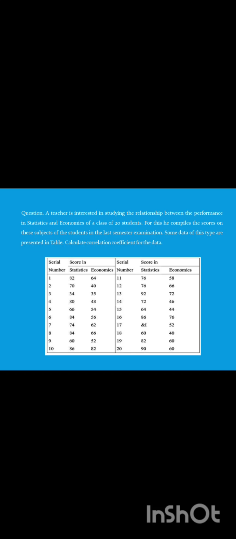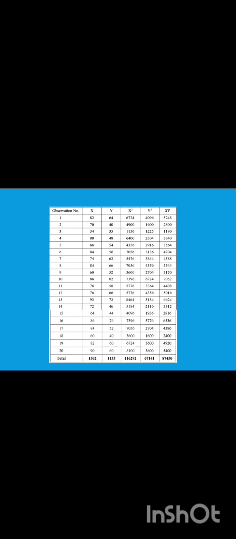Now the question is, a teacher is interested in studying the relationship between the performance in statistics and economics of a class of 20 students. For this, he compiles the scores on the subjects of the students in the last semester examination. Some data of this type are presented in the table. Calculate the correlation coefficient for the data. A picture is given right below the statement and you can see it here.